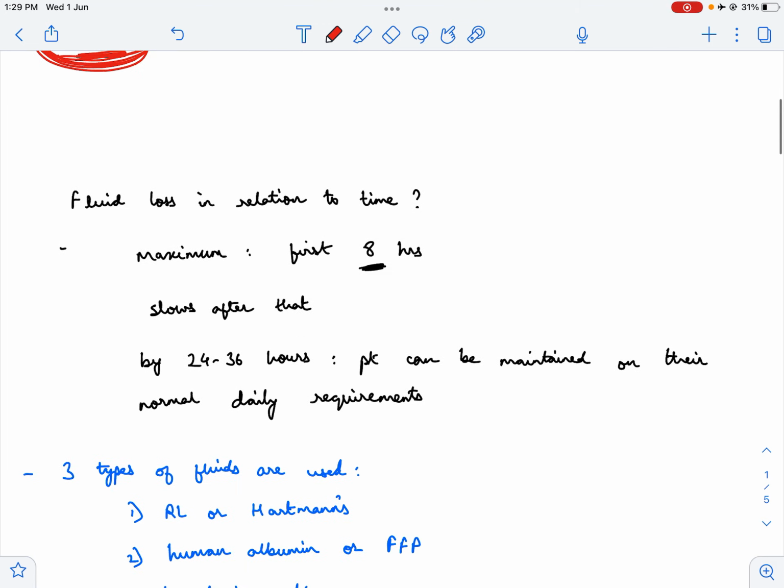Now the fluid loss is maximum in the first 8 hours. Again, the magic number here is 8. So supposing the patient has suffered a burn at 12 p.m., till 8 p.m. is the time period when he will have maximum fluid loss. This is why you have to give a higher amount of fluids in the first 8 hours and then you have to taper it down after that. So it's maximum in the first 8 hours, you taper it down after that.